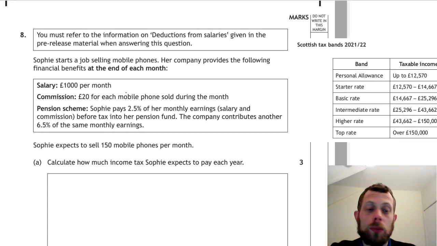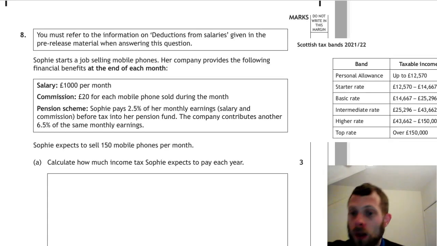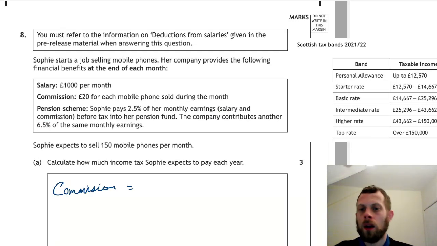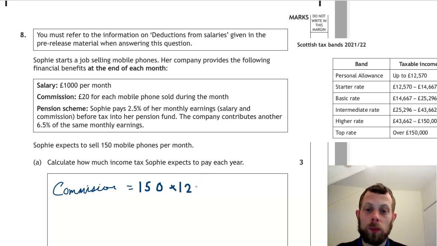Going to do the income tax question. So this woman, Sophie, earns commission and she also pays into a pension scheme. Now it says that her monthly earnings include the salary and the commission. So let's work out the commission. It's 150 mobile phones a month, 12 months, and then for each mobile phone it's £20 commission.